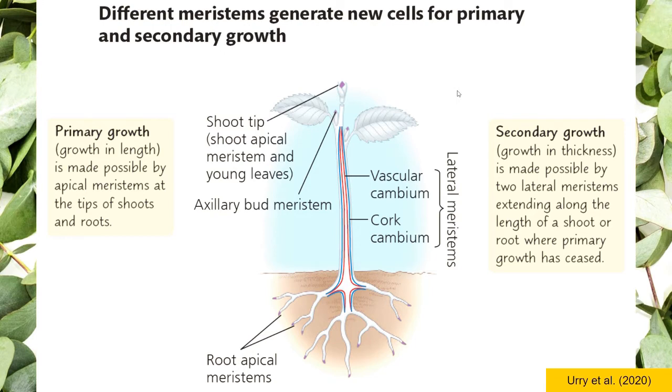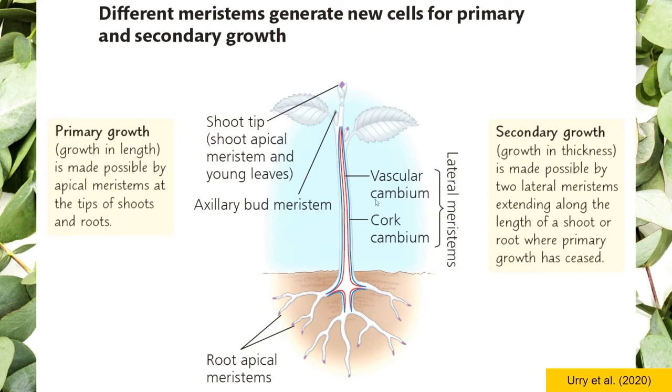So the primary growth of plants refers to their growth in length. So, elongation above and below the soil. Below the soil, due to root apical meristems; above the soil, due to the shoot apical meristems. The second type of plant growth is called secondary growth, and this is the growth in thickness.